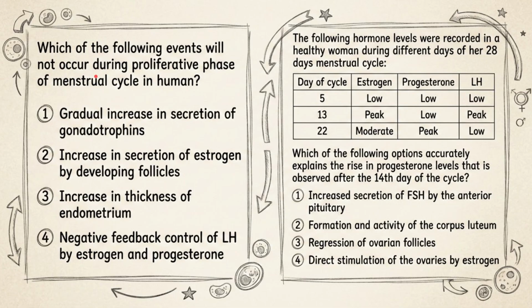So now which of the following events will not occur during proliferative phase of menstrual cycle in human? Can anyone answer this question?